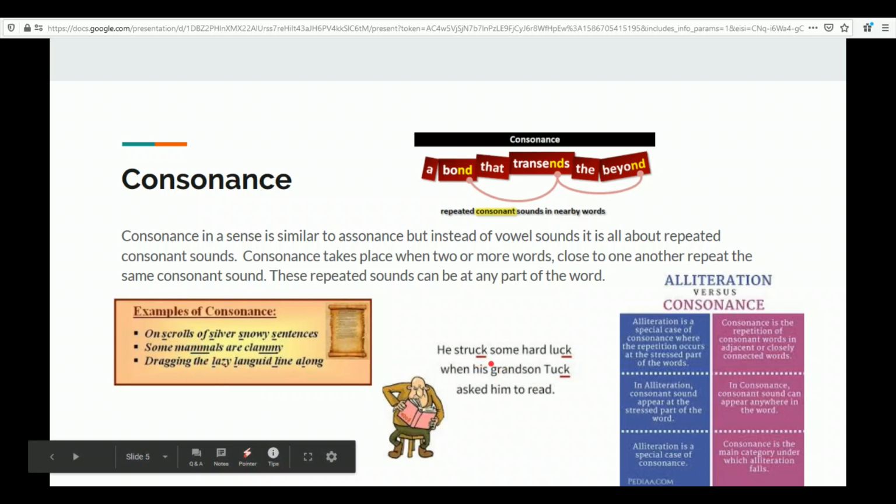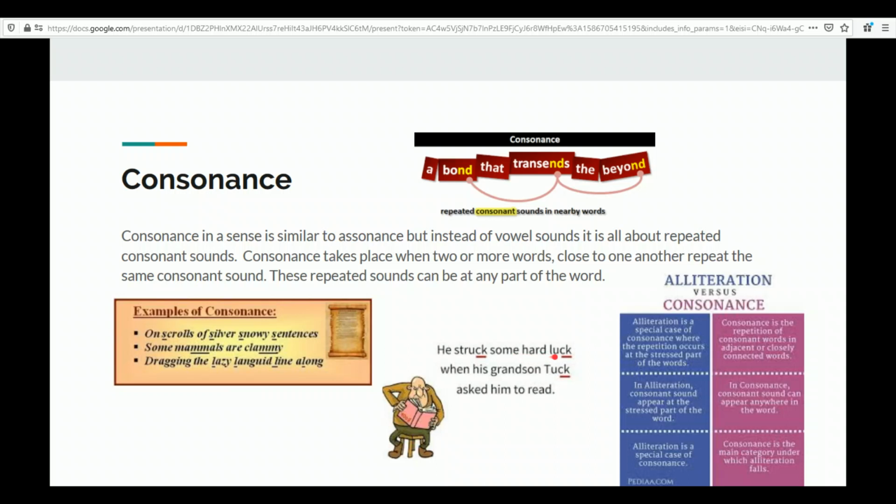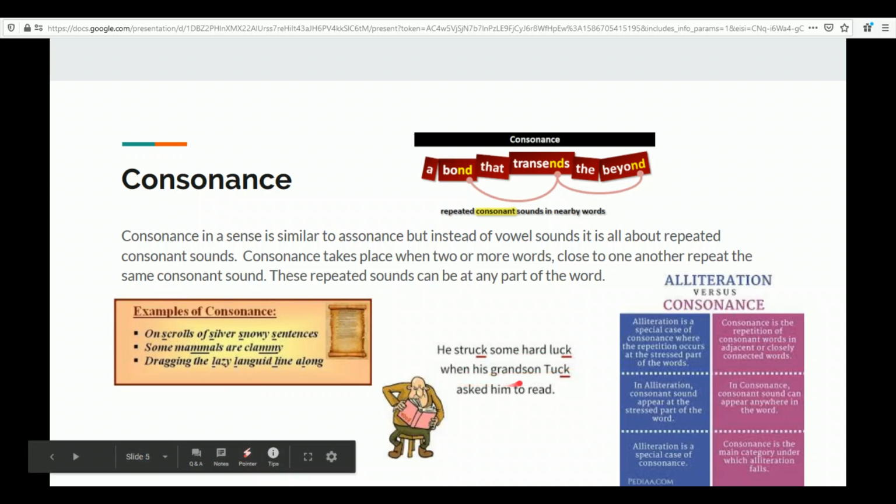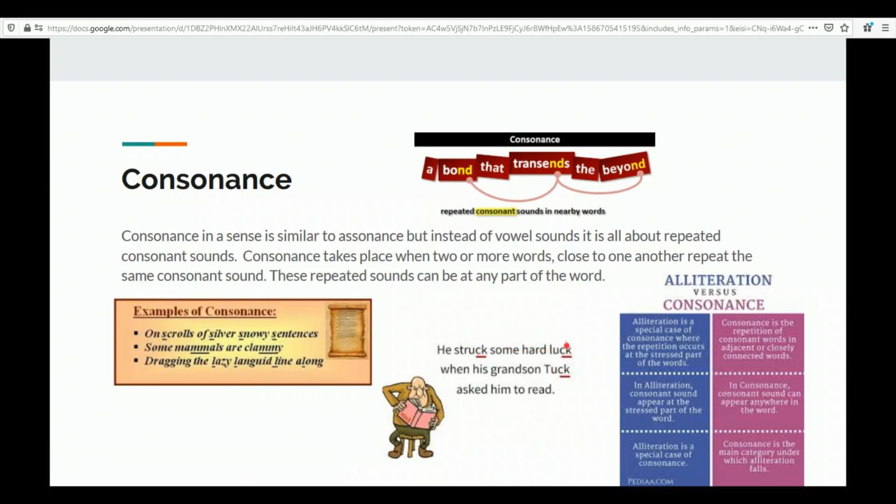Consonance can sometimes be just rhyming, basically, because it can be the last two letters. He struck some hard luck when his grandson Tuck asked him to read. And so you see how they're rhyming. It's at the end of the word. So consonance, and these are consonants. This is a consonant sound, and so it is consonance as well as a rhyme.